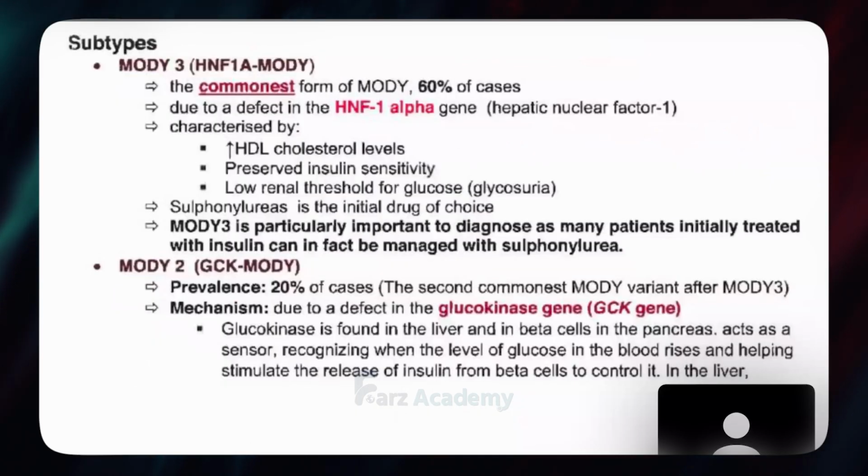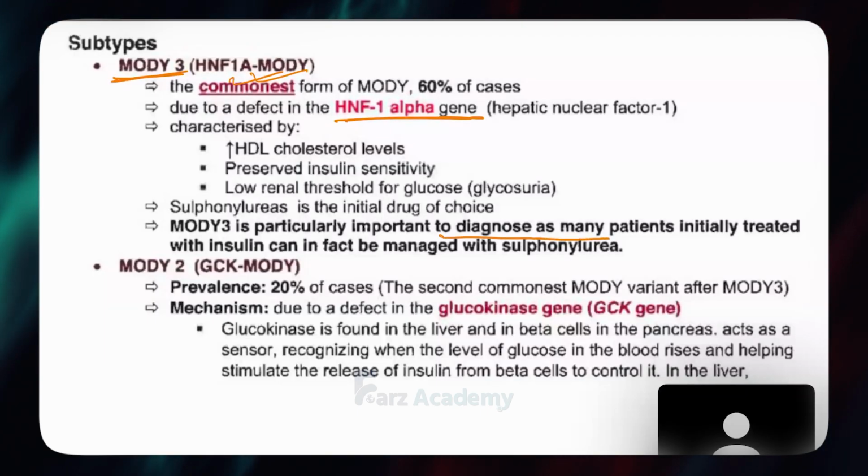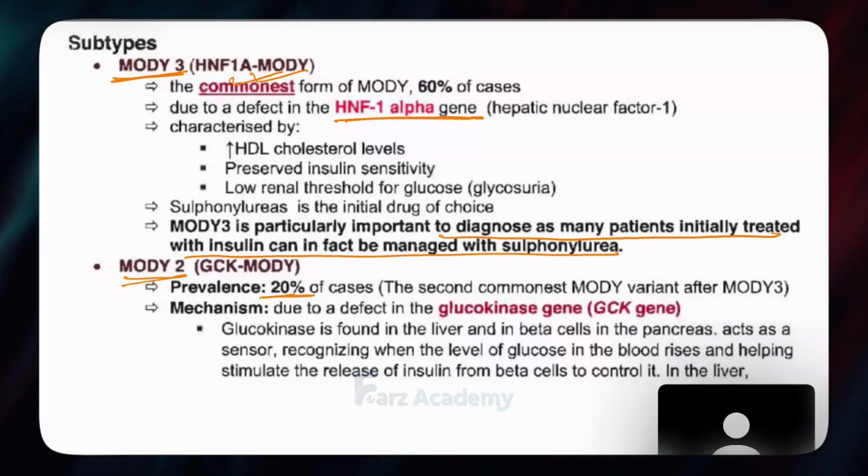There are several types. MODY3, which is the commonest form. This is the gene responsible. It is particularly important to diagnose, as many patients initiated on insulin can in fact be managed with sulfonylurea. MODY2, 20% of cases, is the second commonest, with a glucokinase gene defect.